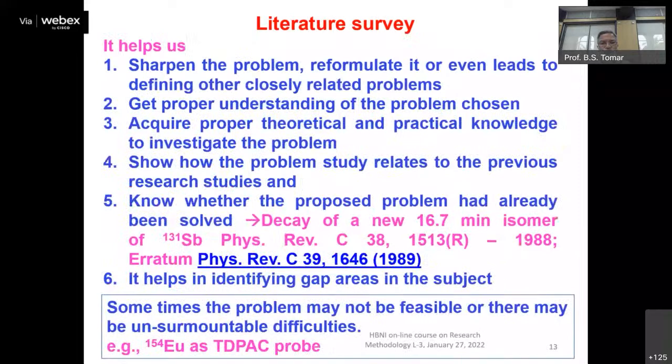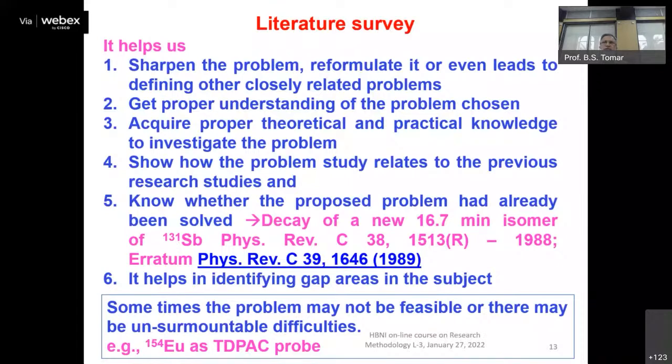Okay. So why do a literature survey? The literature survey helps us in sharpening the problem, reformulating it, or even leading to defining closely related problems. It helps us in making a focused approach to formulating the research problem, because you read the papers of people who have done similar work, and that itself helps you in defining a research problem. Then it helps you obtain a proper understanding of the problem chosen.